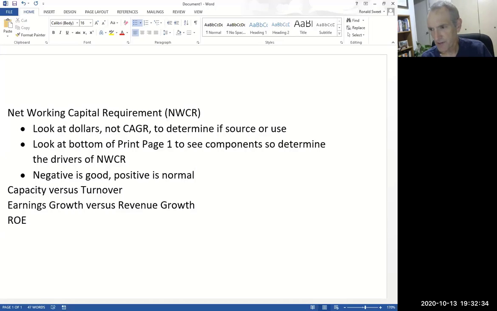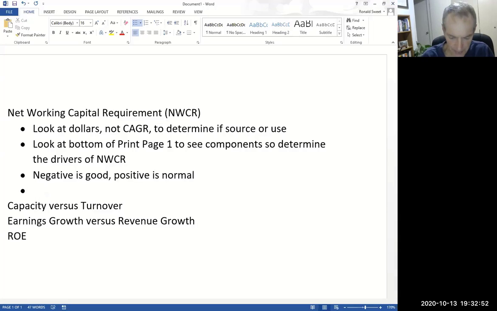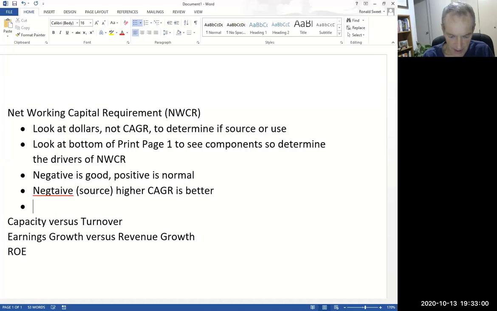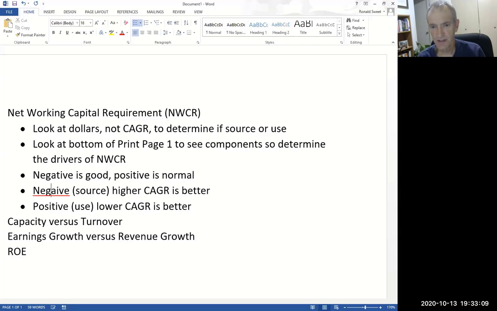So don't get into the habit of saying, oh, their net working capital is negative, so it's a source of cash, so they're good. Oh, this firm's net working capital requirement is positive, so it's a use of cash, so they're a terrible company. Remember, most firms, their net working capital is a use of cash, and that's pretty normal. And so if it's negative, it's a source, a higher CAGR is better. If it's positive, that's a use. A lower CAGR is better. So these are the biggest mistakes students make, especially on paper 4. The biggest mistakes are actually under liquidity.